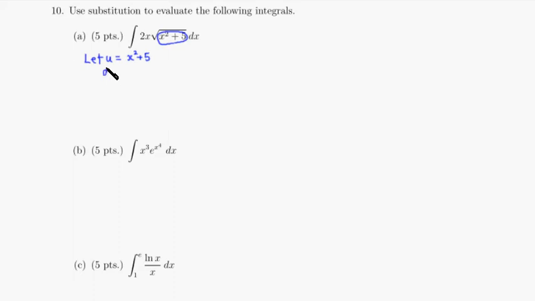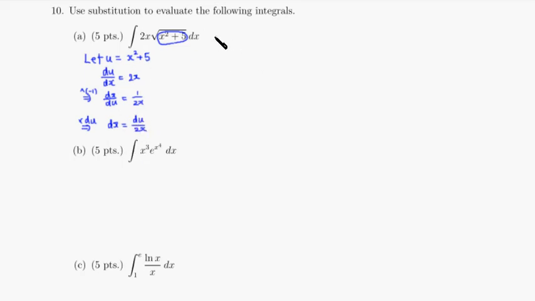Take the derivative of u with respect to x, which is going to be 2x. The derivative of 5 is 0. And take the reciprocal of both sides. We have dx over du, which is equal to 1 over 2x. Then multiply through by du. We get dx is equal to du over 2x.